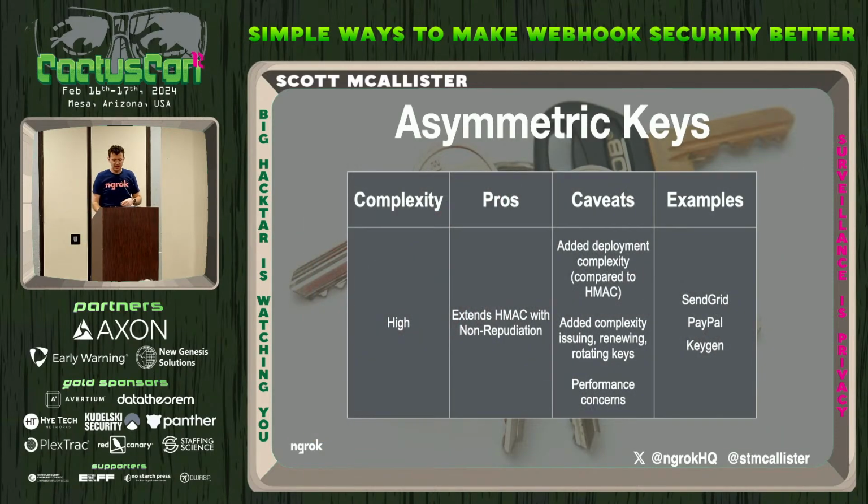Again, this extends on HMAC, but it adds a little bit more complexity than HMAC, because you have to have the whole key relationship. And then when you start dealing with the keys, it's issuing, renewing and rotating those keys as time goes on. In this situation, there have been said to be performance concerns, so you want to keep that in mind as well when you're using asymmetric keys. If you're dealing with PayPal webhooks, that's something that you could look into as a consumer to secure your webhooks.